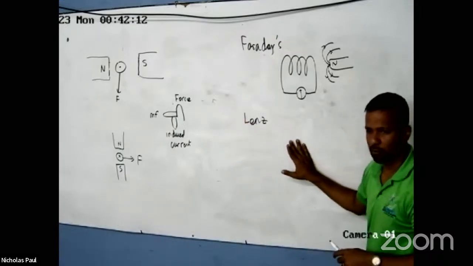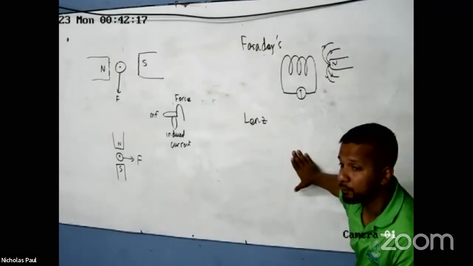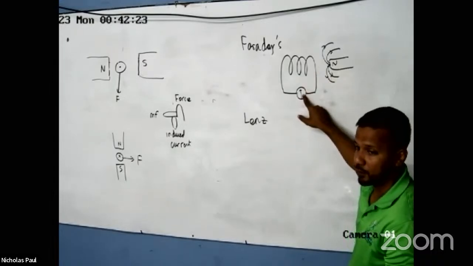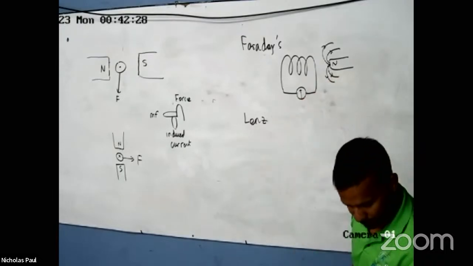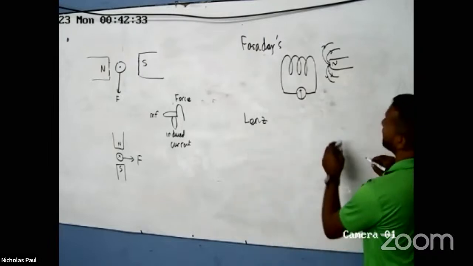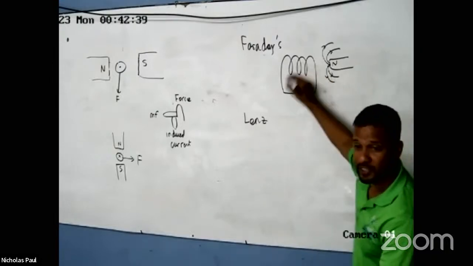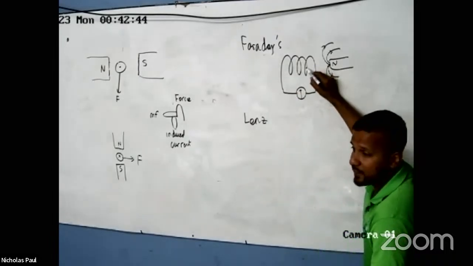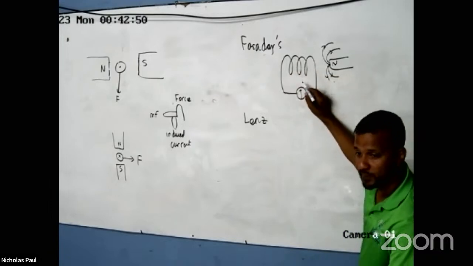The faster you move the conductor, the bigger is the reading on the galvanometer. So the faster the field lines are cut, the bigger is the voltage or current. Lenz's law is a little bit harder. Lenz gives us an idea of the direction of the current. Lenz said that the direction of the induced current always opposes motion.